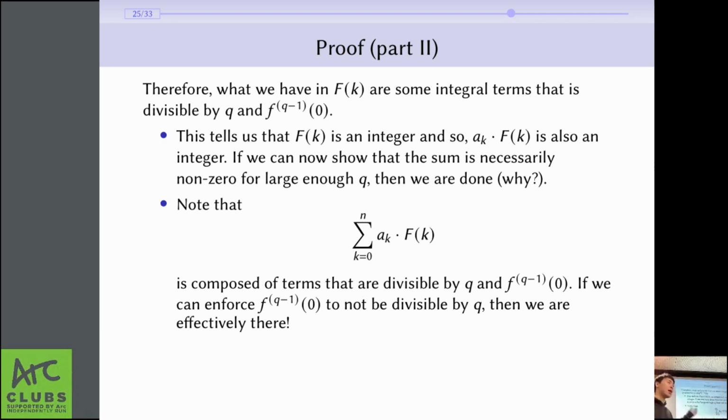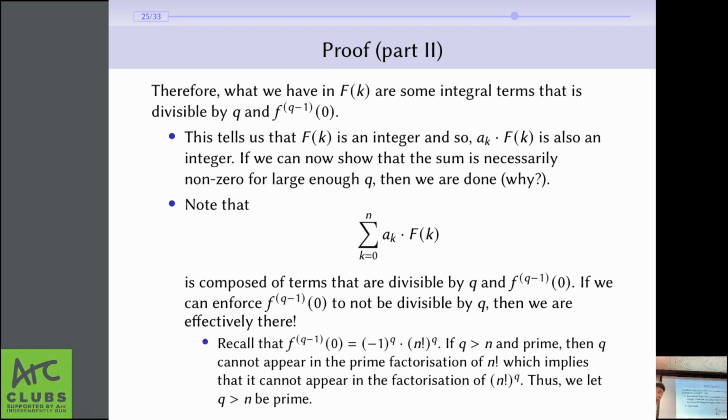Okay, so let's work with this sum a little bit, and let's try to figure out the missing pieces. The first thing is, we know that the sum is composed of terms that are divisible by q, and this last remaining term here. If we can enforce this term to be non-divisible by q, then we are more or less there. We're not quite there yet, but we're more or less there. So let's figure out a way to impose this restriction by giving a suitable characterization for q. Remember that what we haven't done yet is say what we know about q. So we're going to figure out a characterization for q.